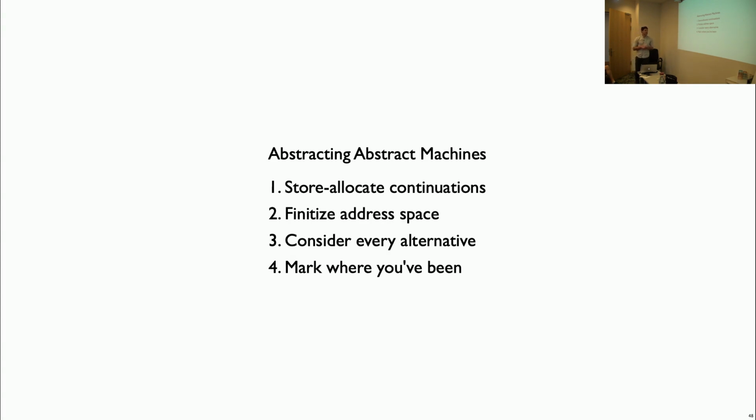The third step is to consider every alternative. And so that means if we ever reference a heap cell with multiple values, we need to consider both and consider the execution that would arise when either alternative was picked. And then the fourth is to mark where you've been. Once we finitize the address space, there are a finite number of machine states that we'll encounter. And if we don't explore a machine state we've seen before, then we have a terminating algorithm and we have an analysis.